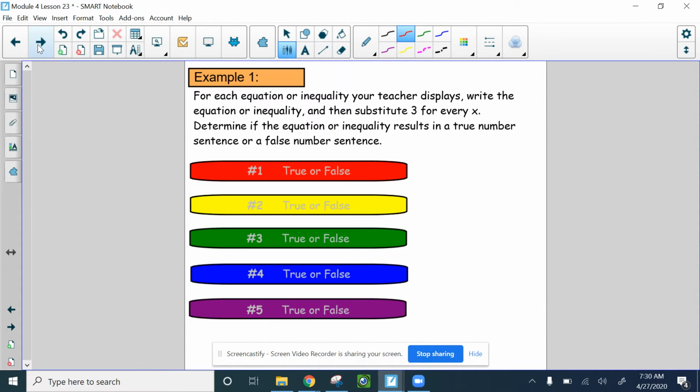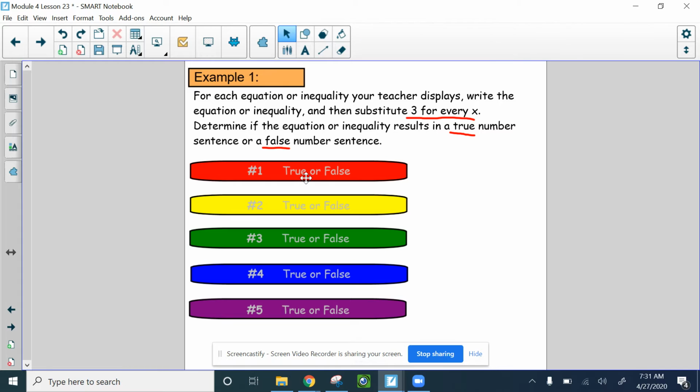So let's practice with some algebra here. For each equation or inequality that I display, we're going to write the equation or inequality and substitute 3 for every x. Then we're going to determine whether or not they result in a true number sentence or a false number sentence. So today, again, our goal is to figure out, is this a true or a false statement?